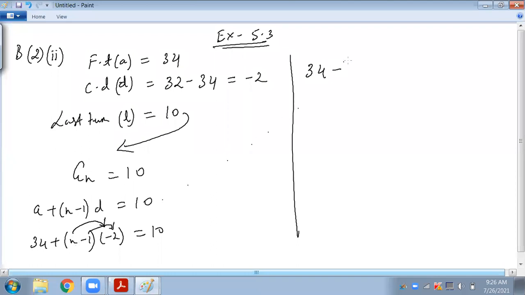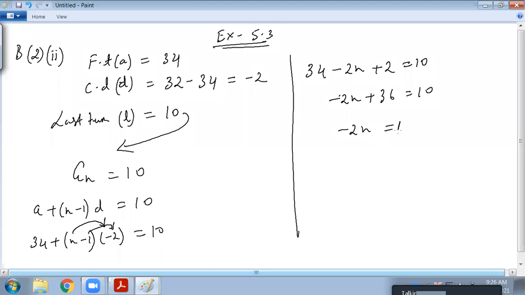So n into minus 2 is what? Minus 2n. Again, with the second one, whatever is before the bracket, we have to multiply with all the terms inside the bracket. So minus 1 into minus 2 will be what? Plus 2. Now we can solve it. So minus 2n plus 34 plus 2 is how much? 36 equal to 10.